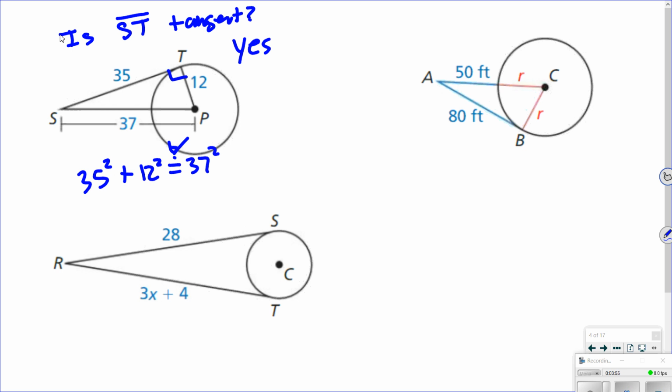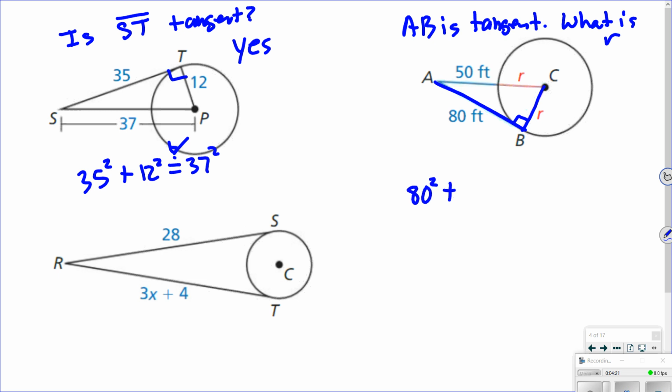This problem's a little bit different. It would tell us that AB is a tangent. That's given to us. And what is R? Try to find out what the radius is. Well, if AB is a tangent line, and this is the radius, we know that has to be a 90-degree angle. So we can use the Pythagorean theorem again, right? We know that A squared, so we're going to take that leg and square it, plus take the other leg of the triangle, R squared. That has to equal that entire segment squared. So (R + 50) squared.